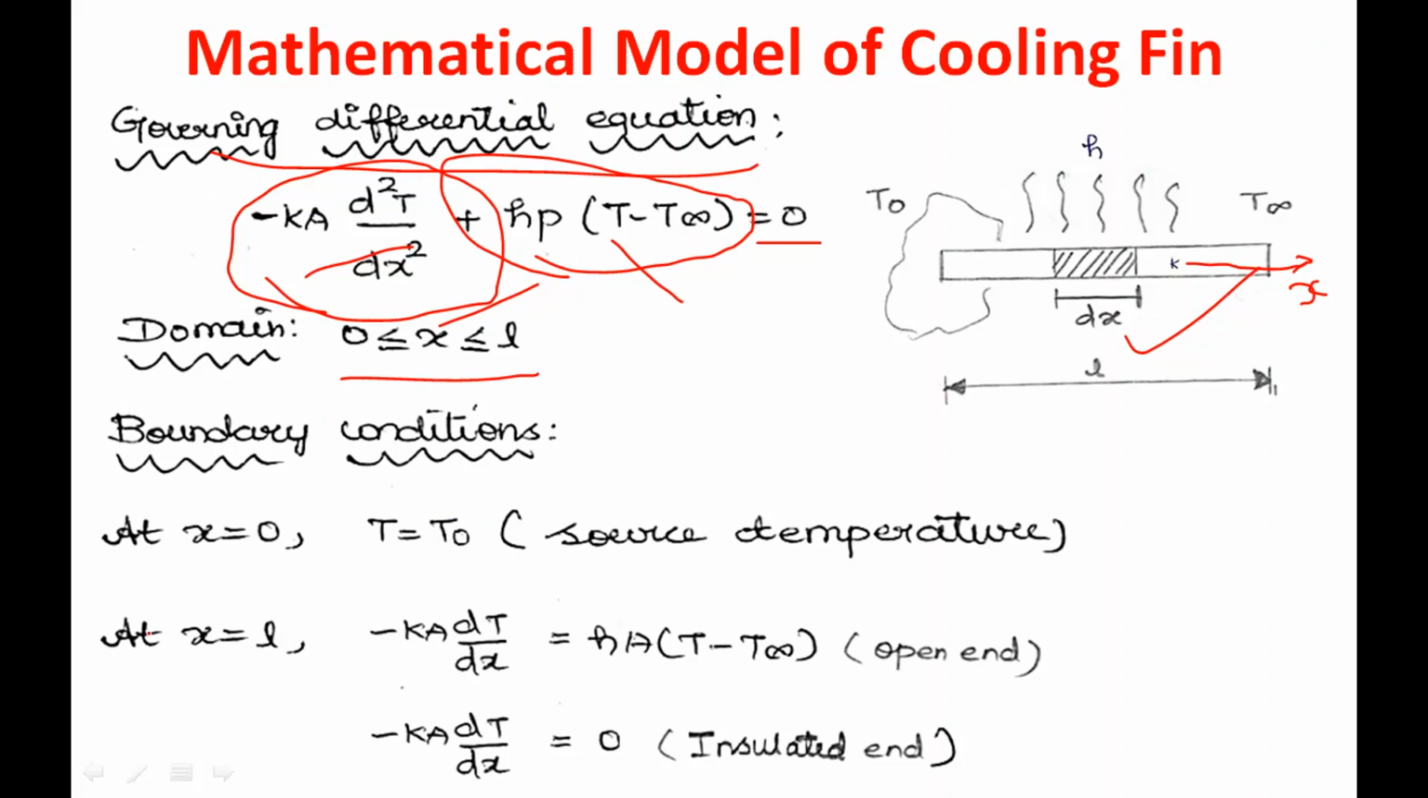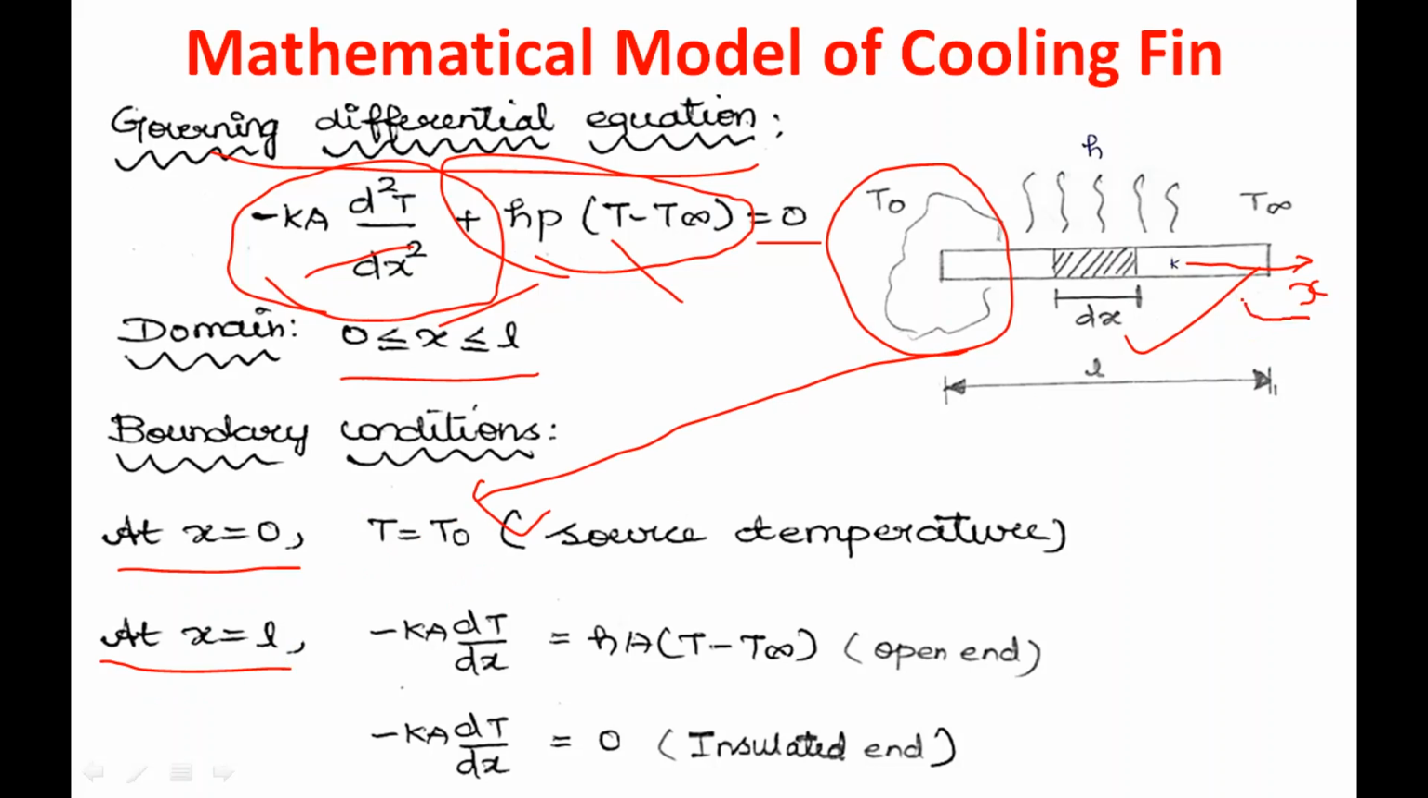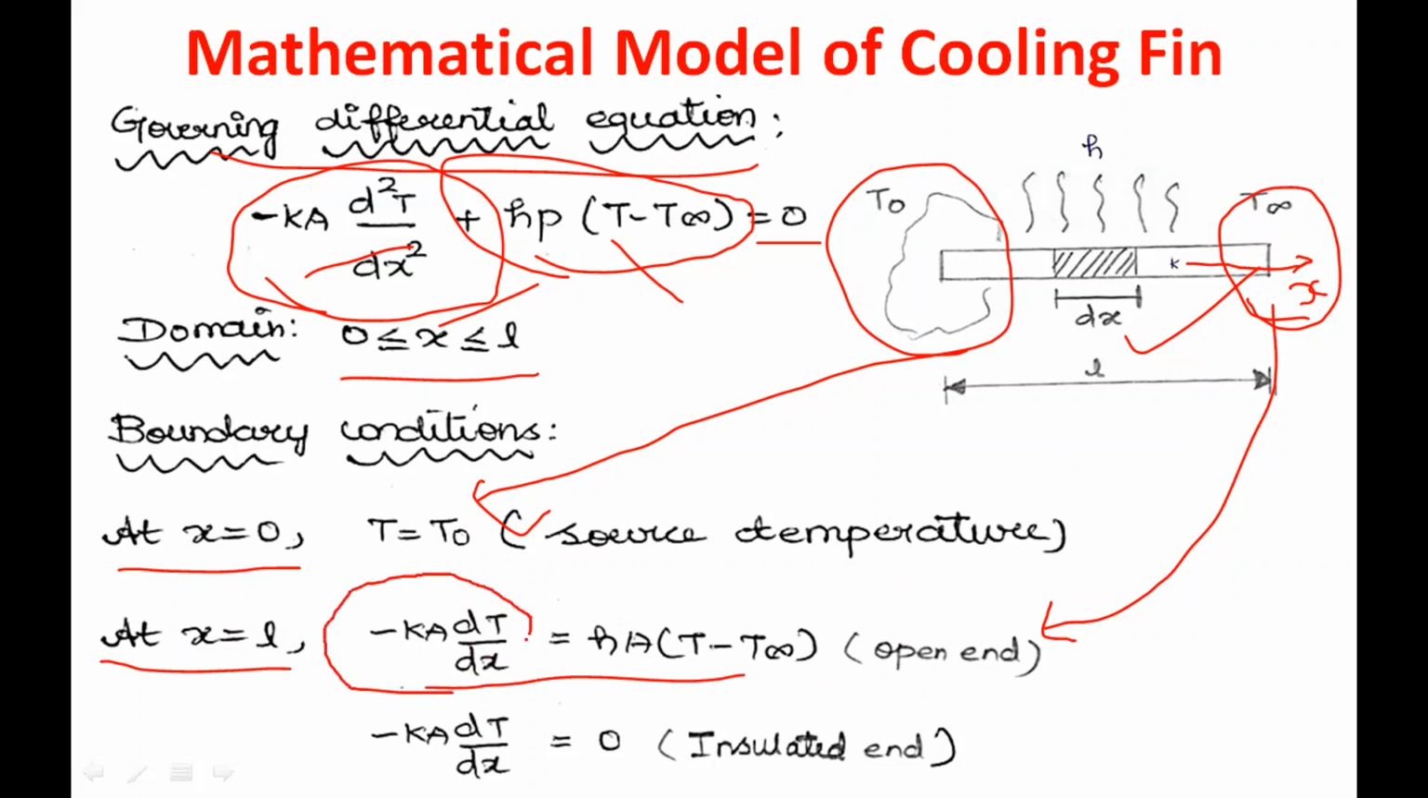What are the boundary conditions possible for this cooling fin? At x equal to 0, this is the left end. So left end is attached to the source, so the temperature T equal to T0. Now coming to the right end at x equal to L, there are two possibilities for the right end boundary condition. First one is the right end may be kept open to atmosphere. In that case, how to define the boundary? Minus kA dT by dx, what is this? Amount of heat conducted, which is equal to hA (T minus T infinity). That is the amount of heat convected through this free end.